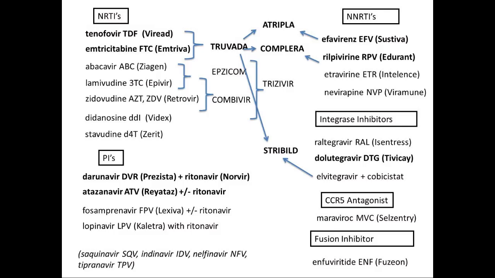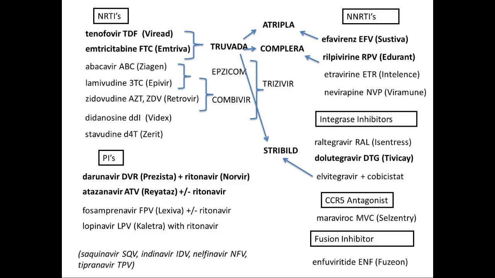PIs. Now this I want to go over just so people understand. The bold-faced ones are ones you can give once a day, so that will help you select things for your patients. Darunavir you do give with ritonavir. Atazanavir you can give with or without ritonavir depending on your prior resistance or prior history. Fosamprenavir, again, with or without ritonavir. So this is kind of neat because technically you could give atazanavir once a day without a booster, so that's possible. And remember, lopinavir does contain ritonavir, the brand name Kaletra.